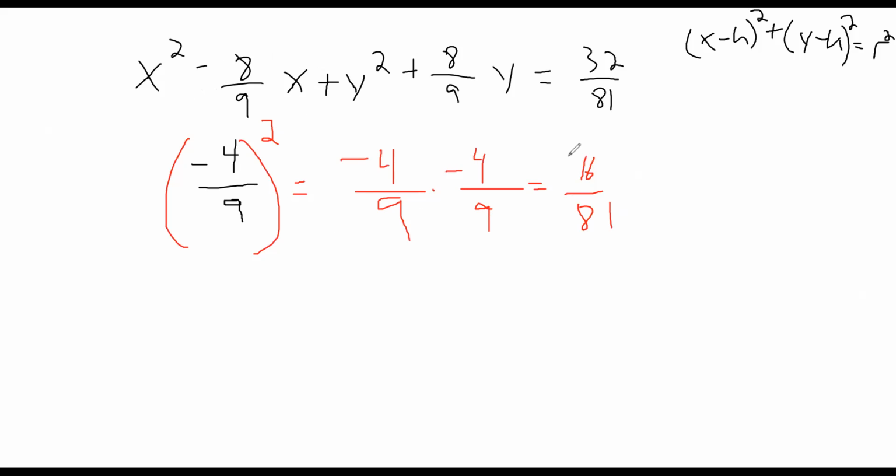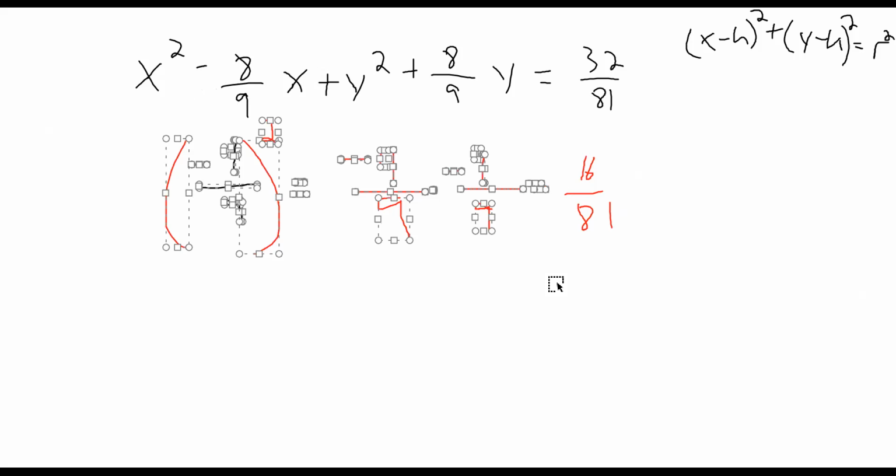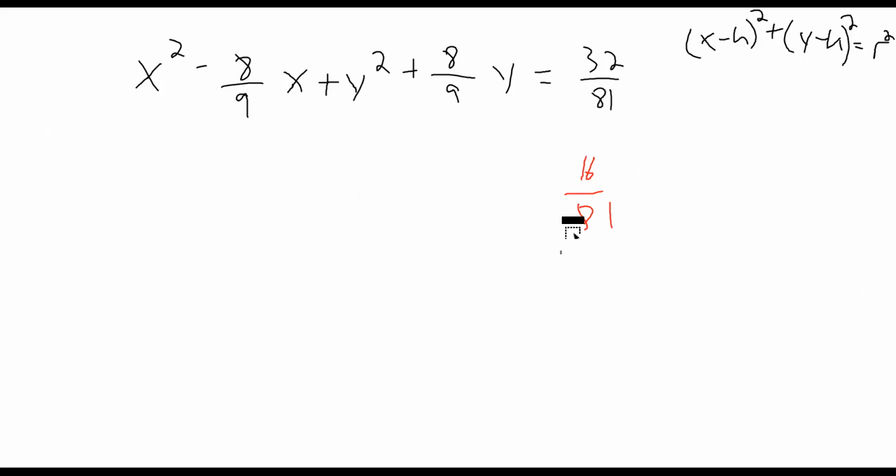And what we're going to do is take this new 16 over 81 that we just discovered, and add it to both sides. I'm going to add it here. I'm going to add it here. Sorry, half the top. Half the top. If it's 2/5, you would do 1/5. Just half the top.